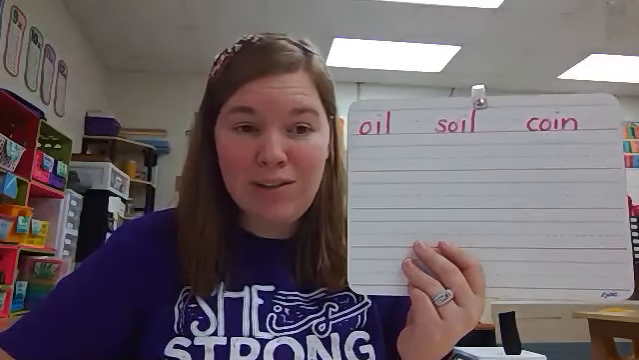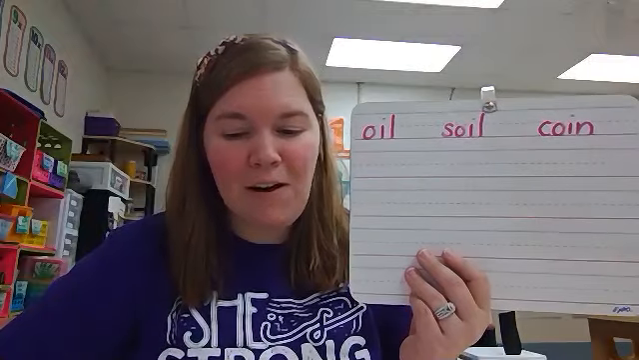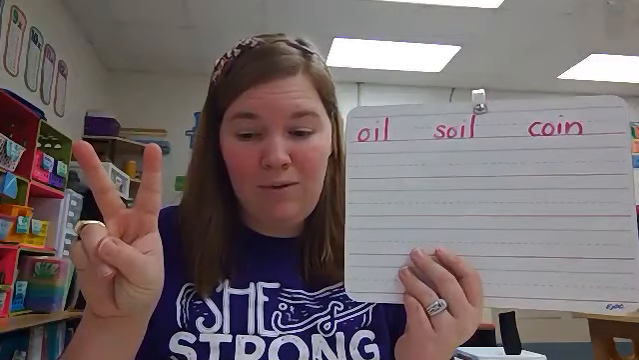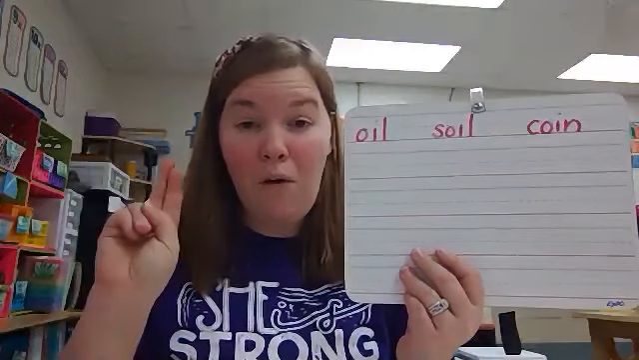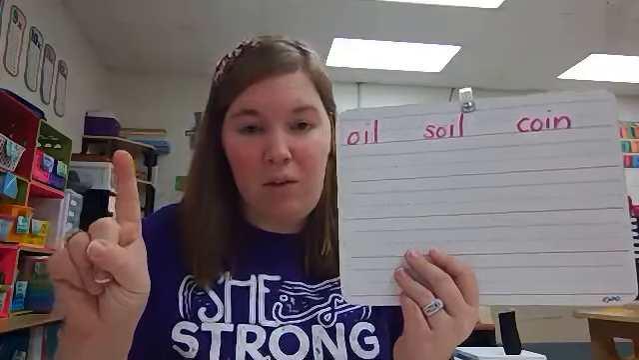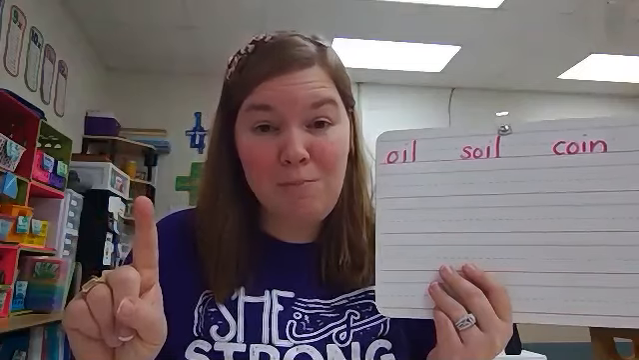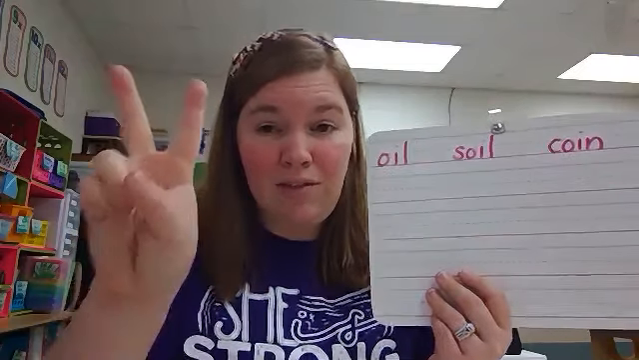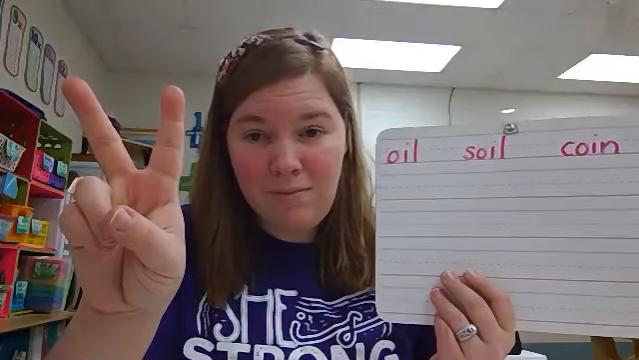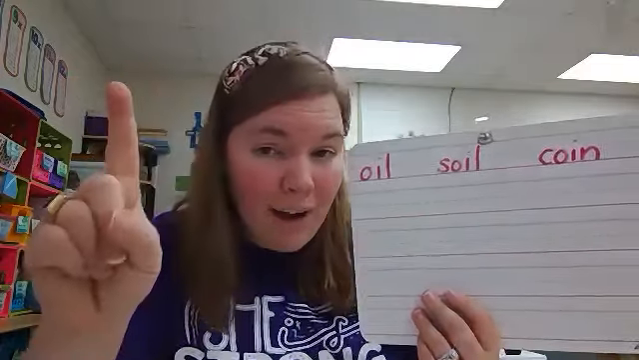This is something new called a diphthong. Can you say diphthong? Diphthong. A diphthong is 2 vowel sounds that come together so fast that they are considered 1 syllable. So let's go through that together. You're going to repeat after me. A diphthong is 2 vowel sounds that come together so fast that they are 1 syllable.